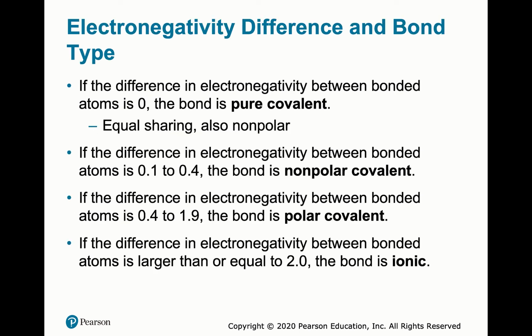So if the electronegativity difference is 0, this is called pure covalent. This is between two of the same elements.